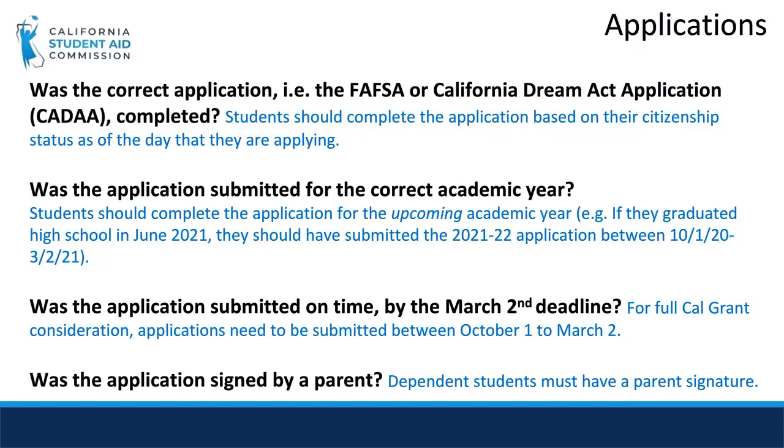And lastly, was the application signed by a parent? If students are dependent, they must have a parent signature. Parent signatures can be submitted electronically or via the paper signature form.